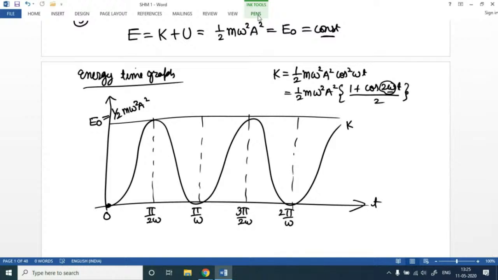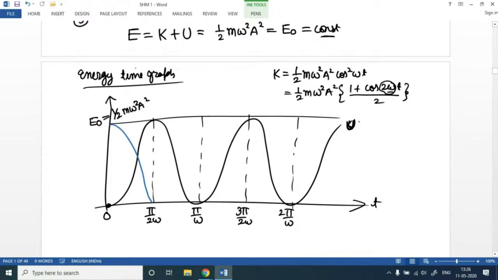Okay, and similarly, this is basically the potential energy graph. Okay, and because that is a sine function, the kinetic energy graph will look something like this.